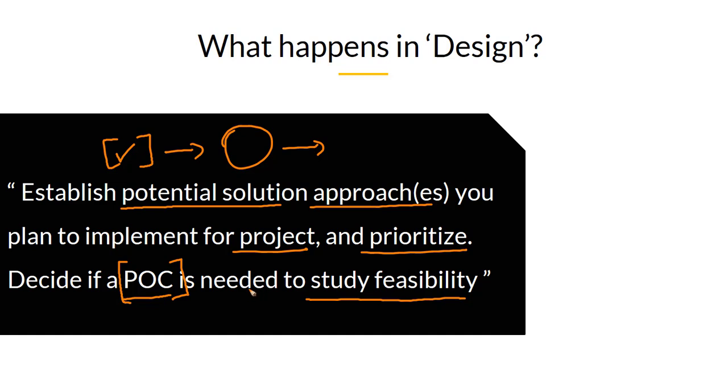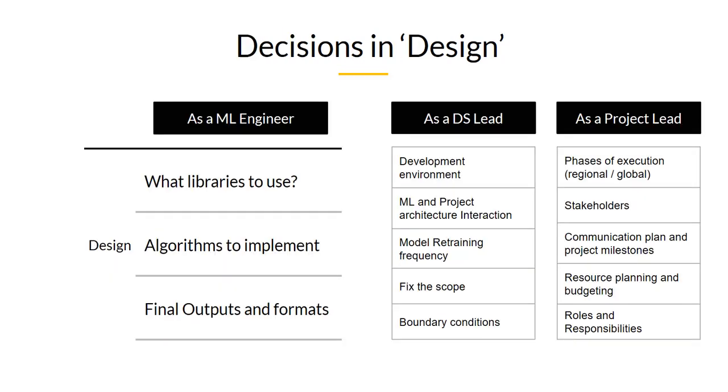If you are very confident that, okay, I want to implement it for the entire country or entire globe, that might also be feasible, but that is a decision for the business and the data scientists combined together. So what are all the different decisions involved in the design phase? How is it different from the discover phase?